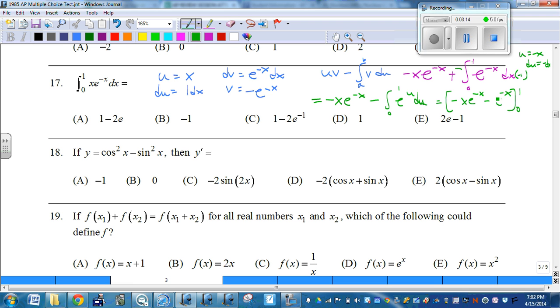And now we can evaluate if we put 1 in there, we get negative 1 times e to the negative 1. So it's just negative e to the negative 1. And put 1 in here, we get minus e to the negative 1. Then we have to subtract what we get when we put 0 in there. So if we put 0 in here, we're going to get 0. Put 0 in here, we're going to get 1. So we have negative 2 e to the negative 1 plus 1.